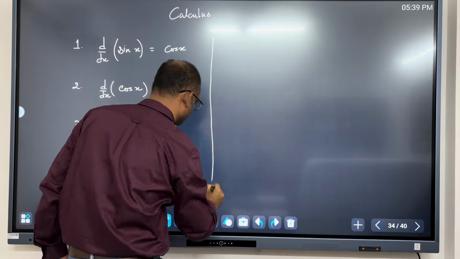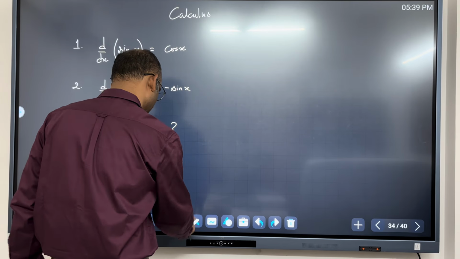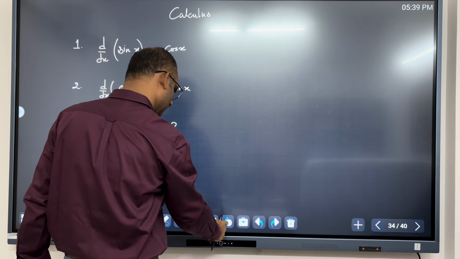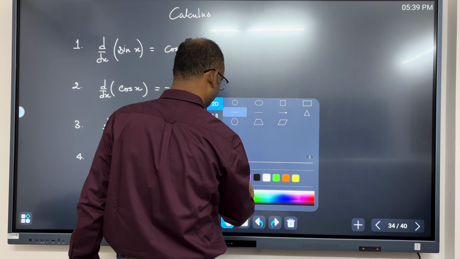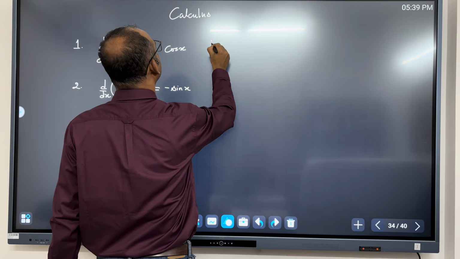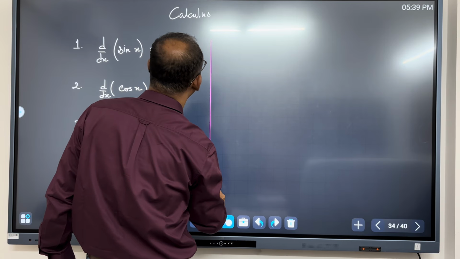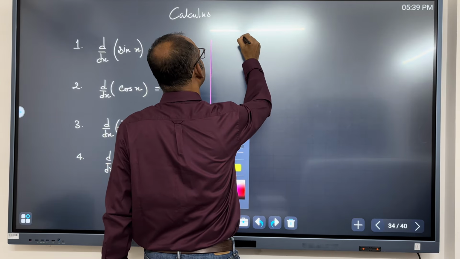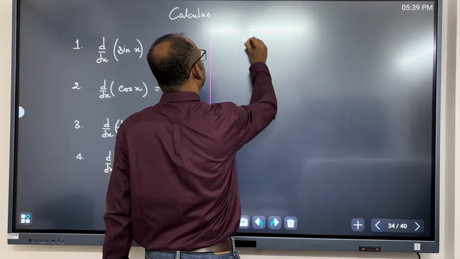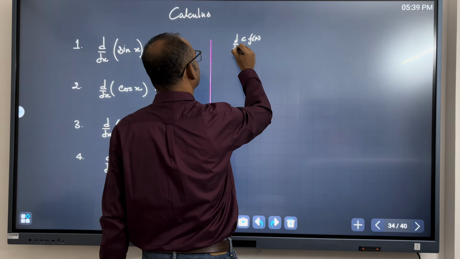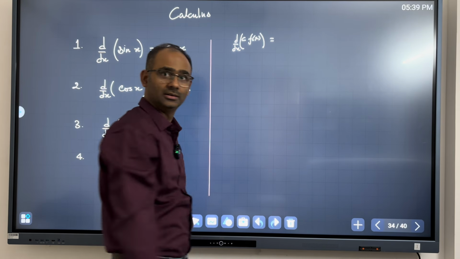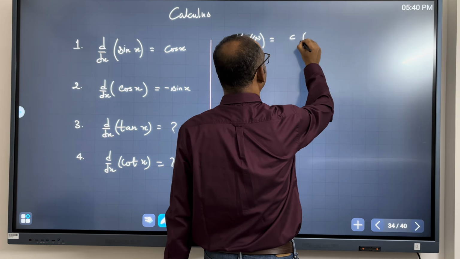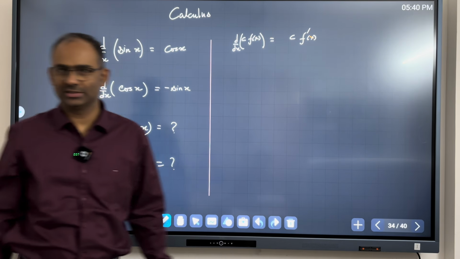Okay, I forgot again how to do that. Let's recall that if you have a constant times a function and you look at its derivative, then it is c times the derivative. I'm just putting a prime to save some writing.